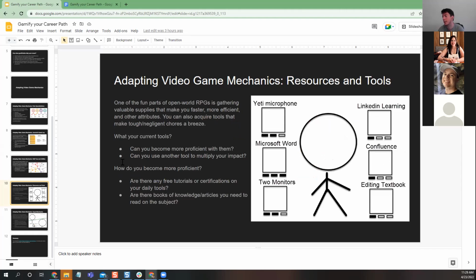Another thing is when I was doing mentoring this semester, something that was asked to me by my mentors was, what are your daily tools? What do you use, and how could you improve upon using those tools? So there's definitely ways to think about using the tools that you currently have, and then how you can become more proficient with them.